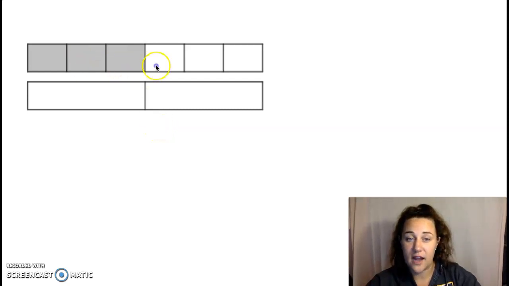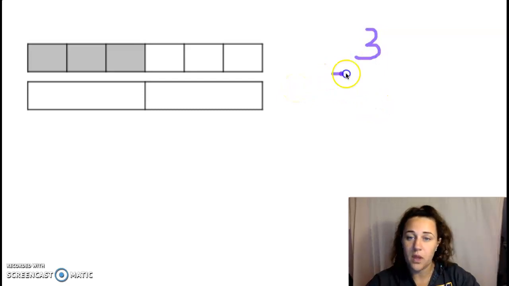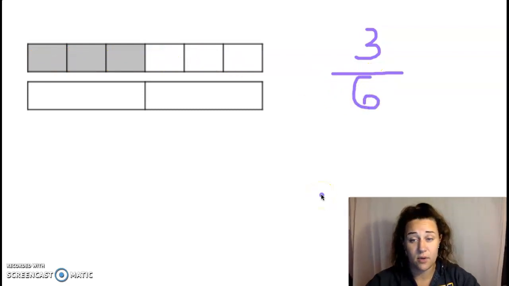So let's see the first fraction they have. Remember, I count how many are shaded. 1, 2, 3. I know that's my numerator because that's how many we're talking about. I make my line. Then I have to figure out my denominator, how many all together in the whole entire rectangle. So I just count. 1, 2, 3, 4, 5, 6. Easy peasy. Now remember, we're looking for equivalent fractions, so I need to figure out what fraction 3/6 is equal to.